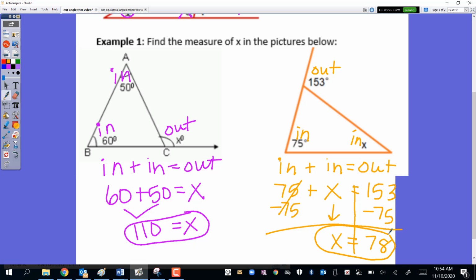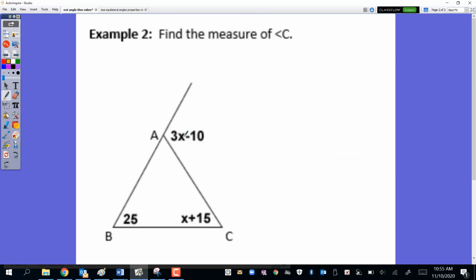Here we go. So we're noticing if the angle you're looking for is on the outside, you add the two numbers on the inside, you just add them together, get the number. If the one that you're looking for is on the inside, we're subtracting to get that number on the inside. And of course we know that some of our examples are just going to have x's in it.